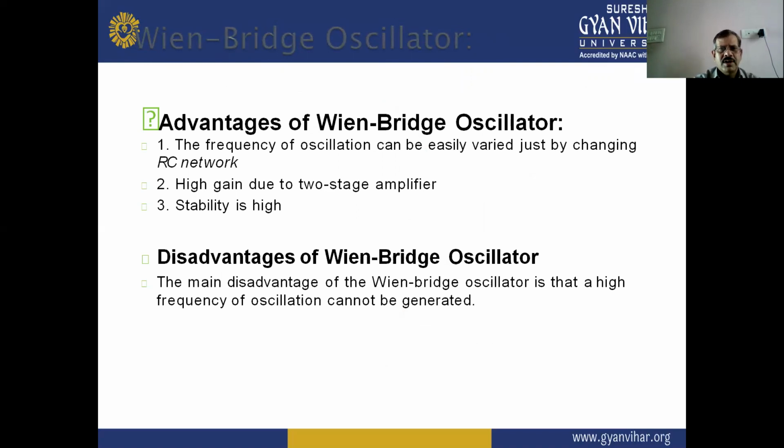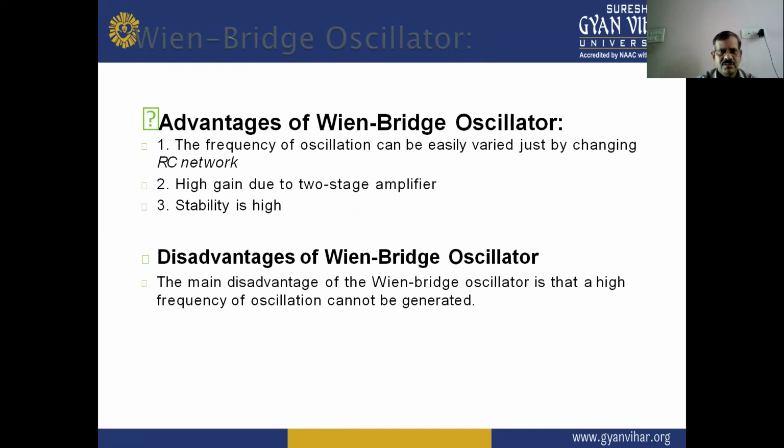So what is the advantage of the Wien bridge oscillator? We have some advantages of the Wien bridge oscillators. First one is the frequency of oscillation can be easily varied just by changing the RC network. Second advantage, high gain due to the two-stage amplifier. And third one is stability is high. So these are some advantages of the Wien bridge oscillator.